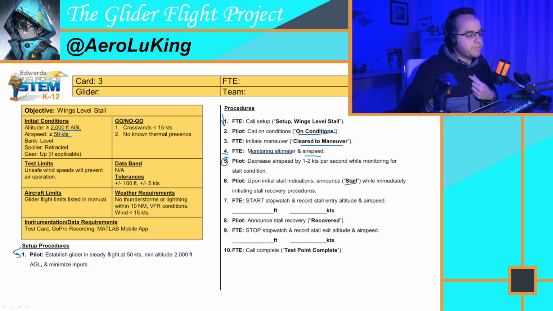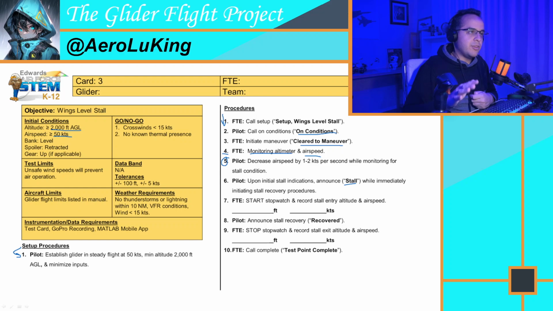So going back to this one, I would say setting up for wings level stall, greater than 2,000 feet, 50 knots. Please state when on condition. Pilot will say on conditions, and I'll go clear to maneuver, start my watch, and well, not yet. Don't start your watch. It says start your watch once you stall. And then when the pilot says stall, start, write down my altitude, my knots, and as he says recover, or she says recover, click. What's my altitude, what's my speed, and what was the time lapse. And then once I'm done taking all that information, I'll let the pilot know test point complete.